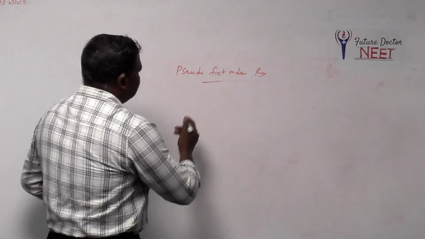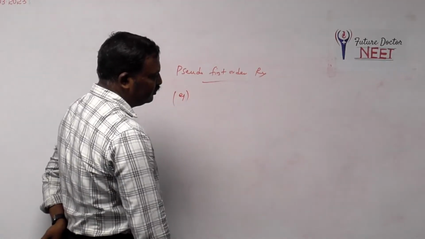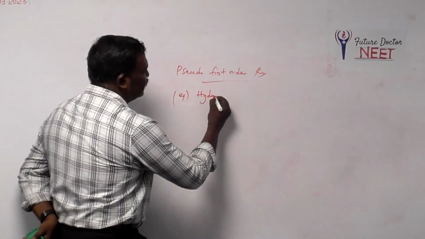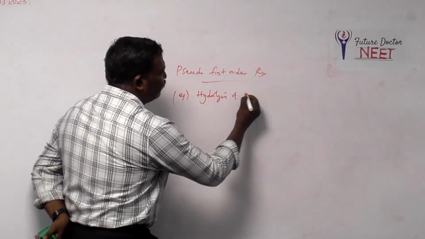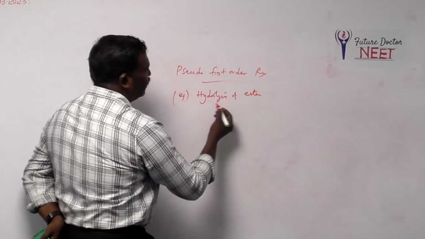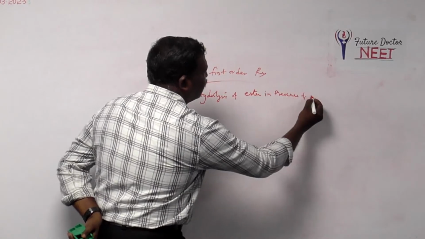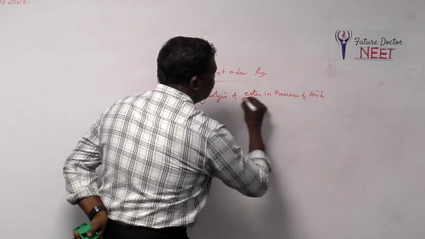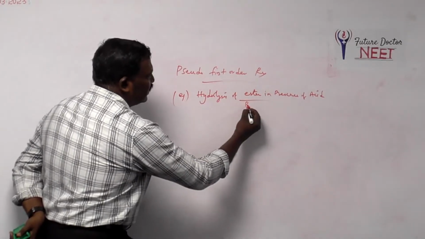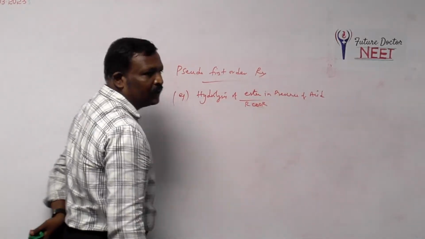Examples, just remember, I am giving 2 examples. Hydrolysis of ester in presence of acid medium. Ester means, what's the formula for ester? RCOOR. Correct or not?